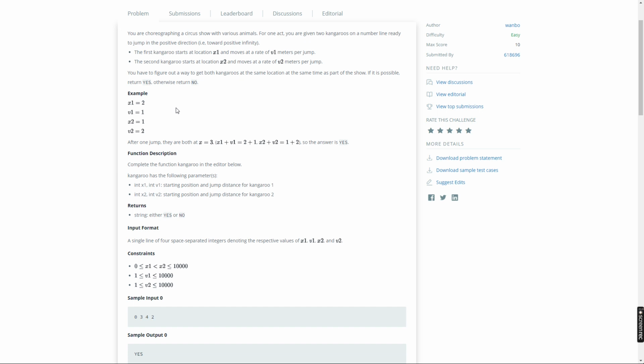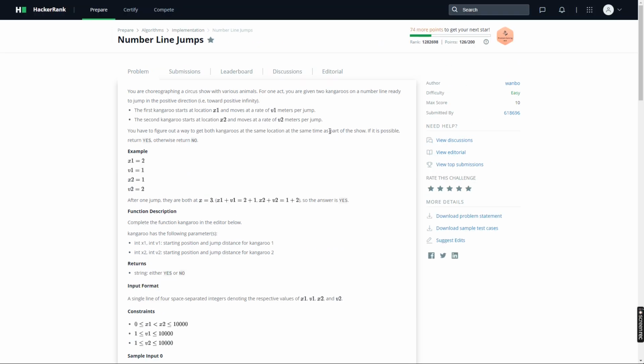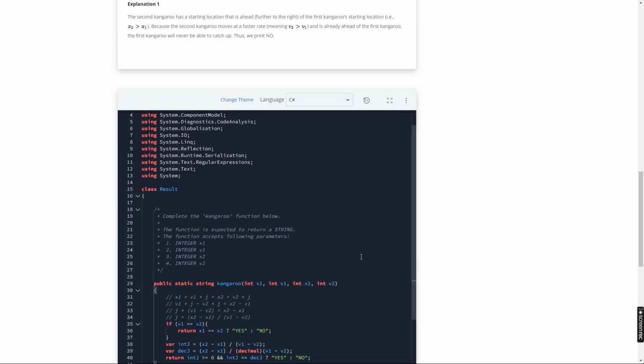So we should remember that those kangaroos jump simultaneously, jump by jump, and they only get to the same point if they make the same amount of jumps. That's also an important thing. And to solve this problem, we need to remember the school math and build and solve an equation. And let's go to the solution.